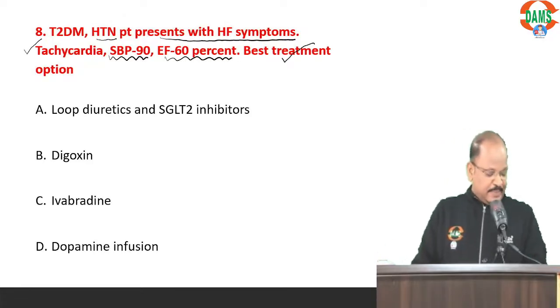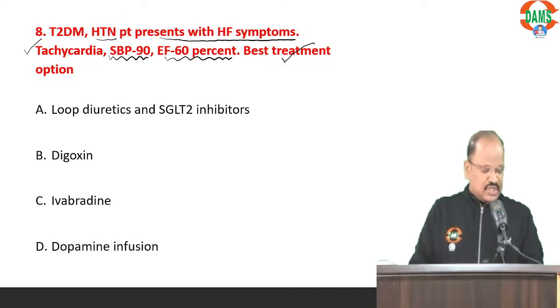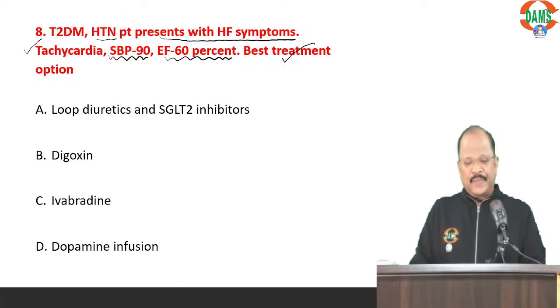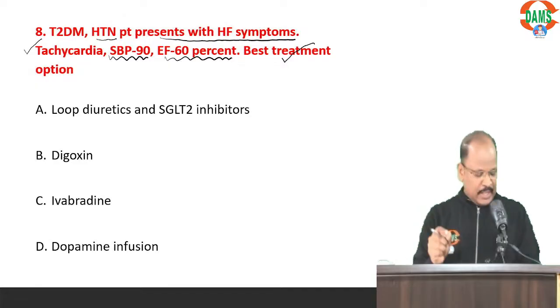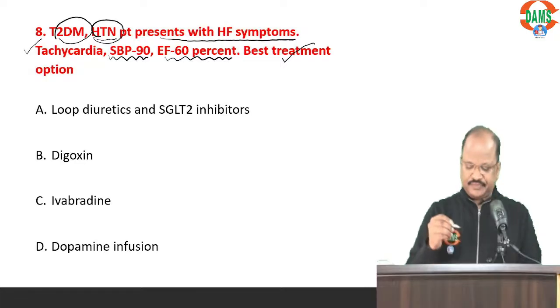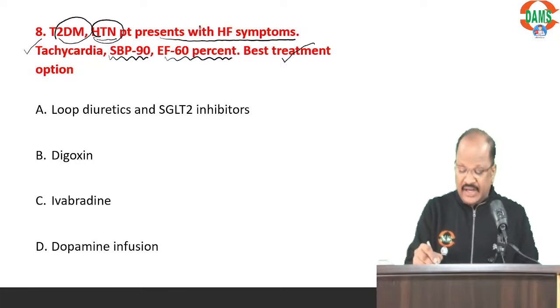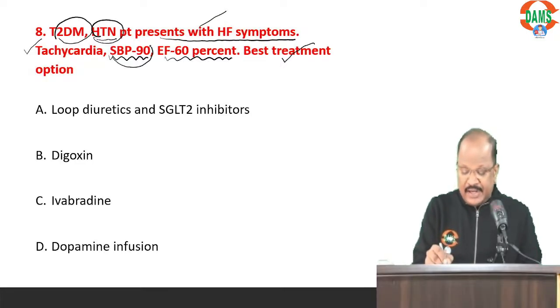First, Dr. Pradeep Sairam, Tulsi Yadav, can you please answer whether the same options are given or some other options are given? Somebody posted only this option. See, the options are loop diuretic with the SGLT blocker, digoxin, ivabradine, dopamine infusion. If this is the answer, how to go to this? Patient having hypertension with diabetes, having heart failure, systolic BP 90 only.